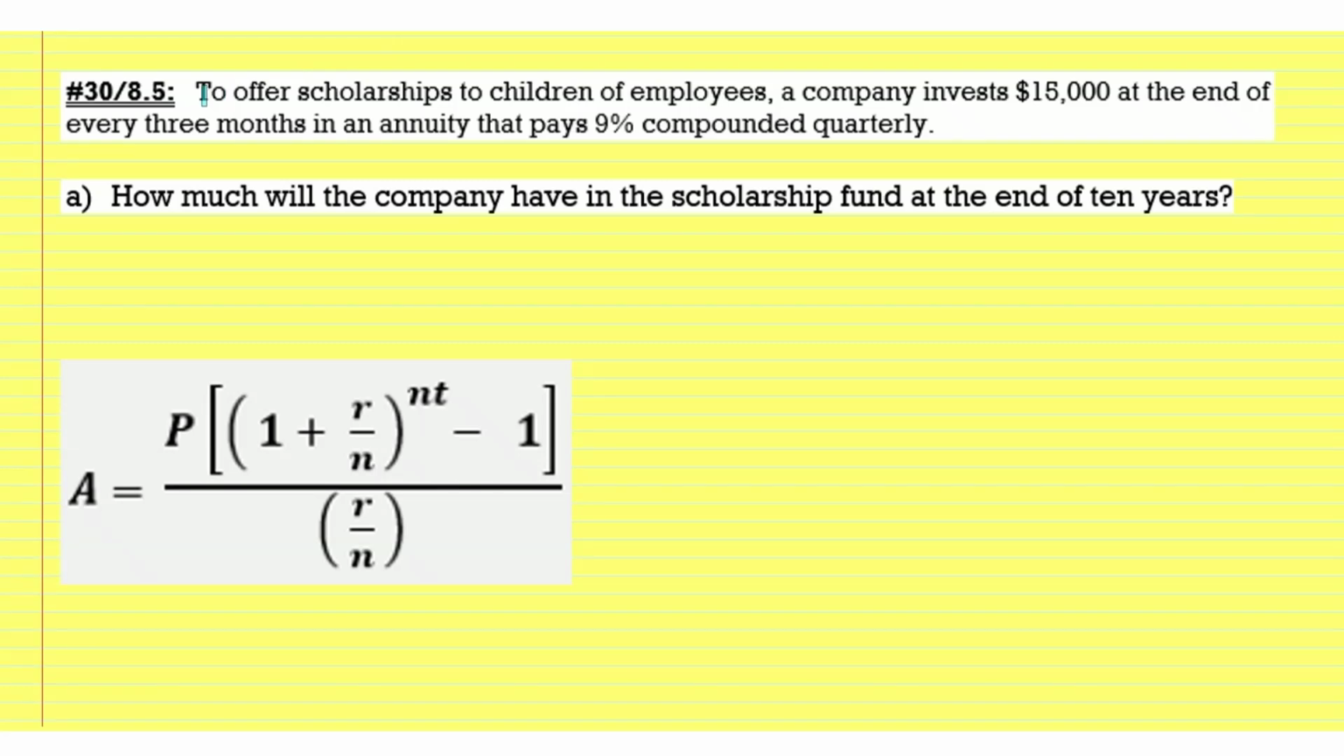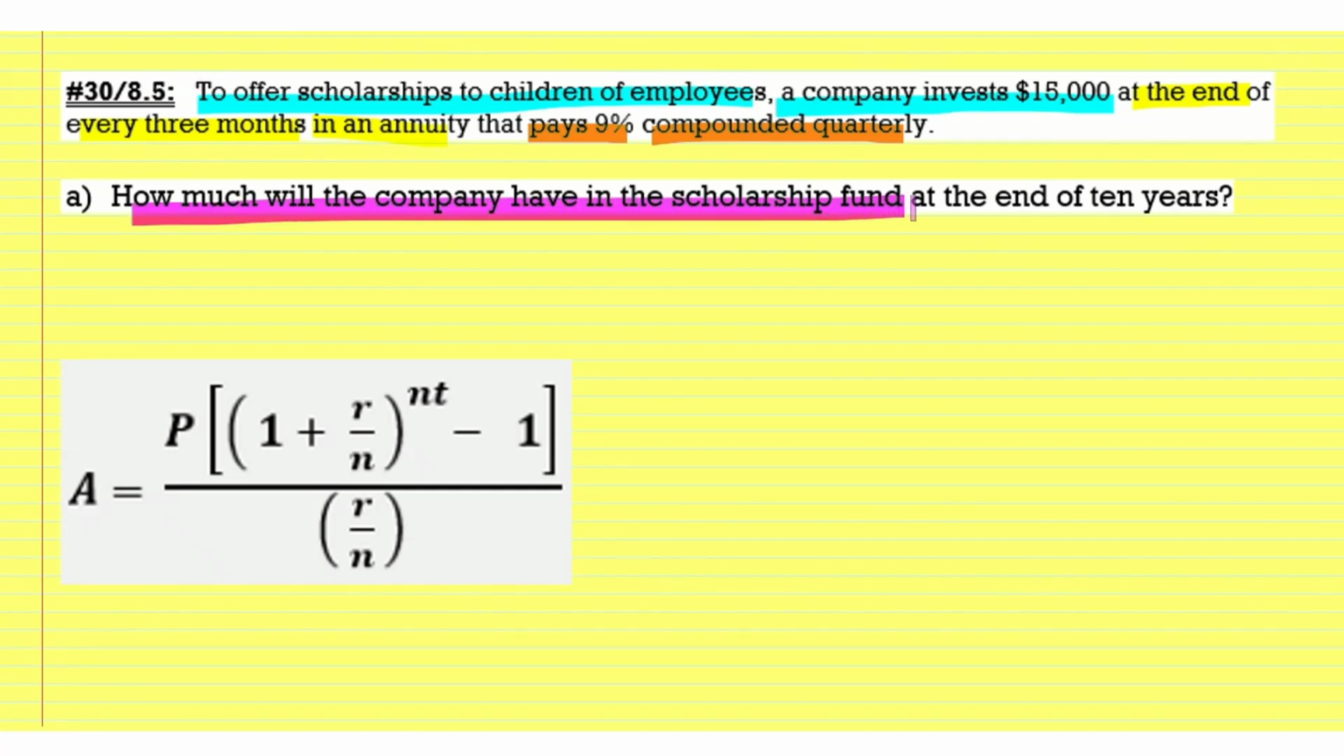Our next problem says, to offer scholarships to children of employees, a company invests $15,000 at the end of every 3 months in an annuity. This annuity pays 9% compounded quarterly interest. They want to know how much the company will have in the scholarship fund at the end of 10 years.